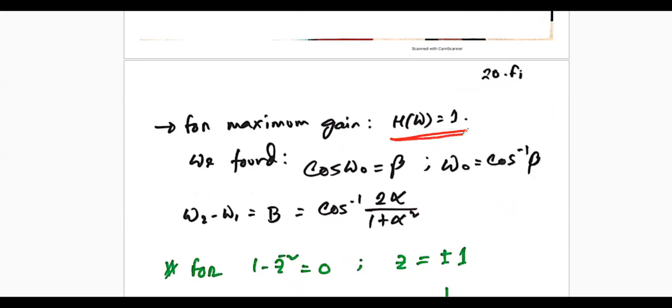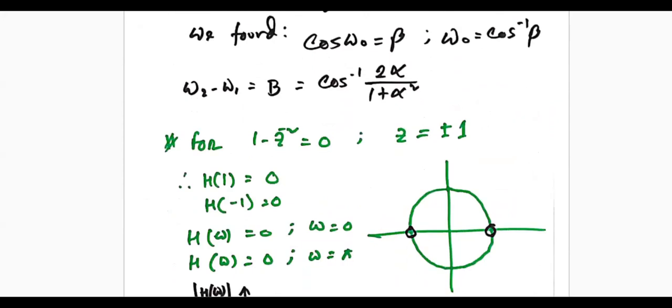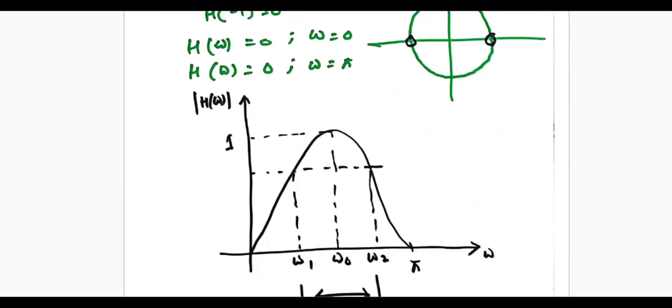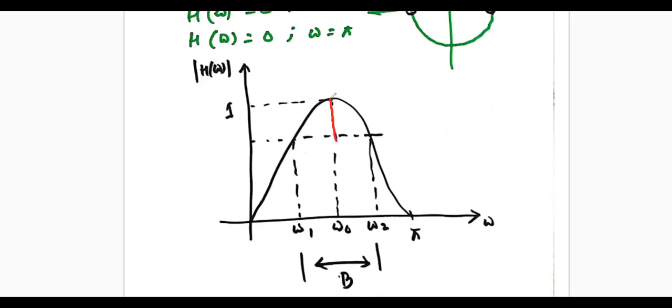For the maximum value H(omega) equals 1, you can find that cos omega 0 equals beta. What is omega 0? If we go to the magnitude plot, the central frequency is known as omega 0. Of course, this omega 0 can be shifted in any direction, both to a higher or lower value of omega. Whenever we talk about omega 1 and omega 2, those are the two cutoff frequencies for the band pass filter.